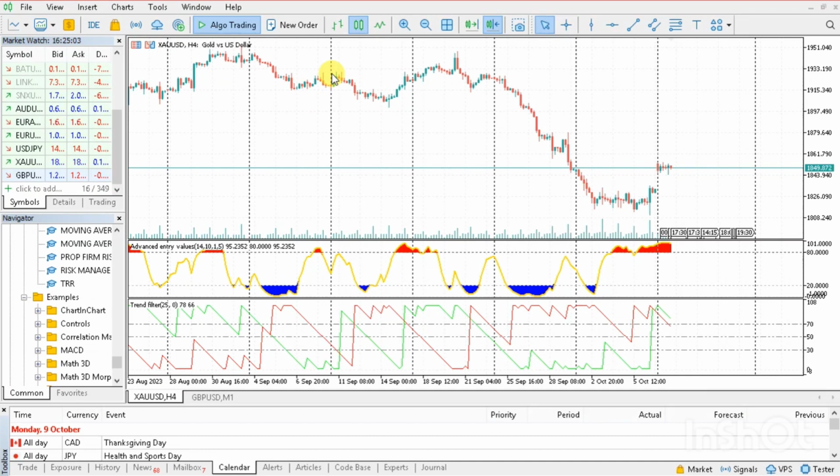Here we have two indicators outlined on our chart right here. So what we have here is the trend filter, right? So we want to take the buys on this when the red is below 30. When the red is above 70, we look for only sells, here on the 4 hours time frame.